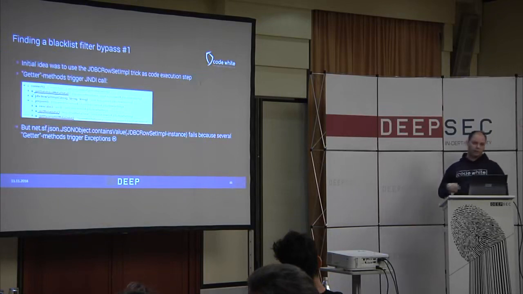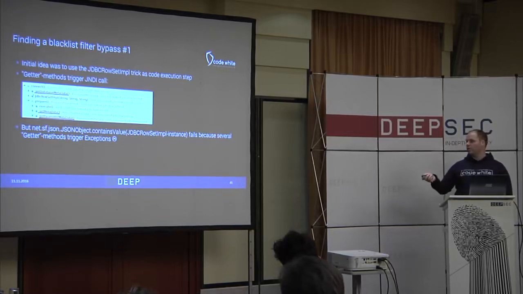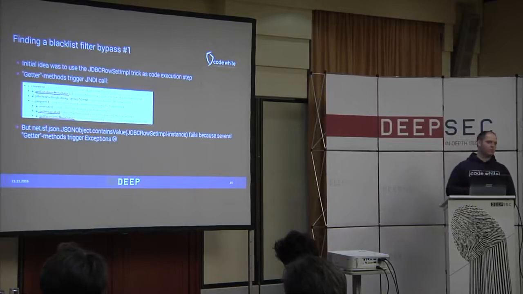And the first thing was, okay, there's the JDBC RowSet built-in trick. It has several methods, getDatabaseMetaData, getMetaData, getParameterMetaData, which will call connect. And this will initiate a JNDI lookup with InitialContext.lookup. So I have code execution. When I tried it out, I realized, oh man, this JdbcRowSetImpl class has a lot of getter methods. And the bad thing is that several getter methods trigger an exception. And after the exception, the gadget will jump to the next try-catch block and it's over. So this one doesn't work.